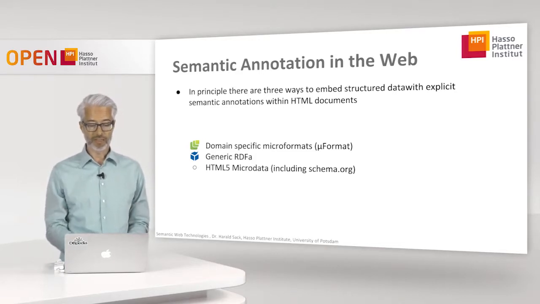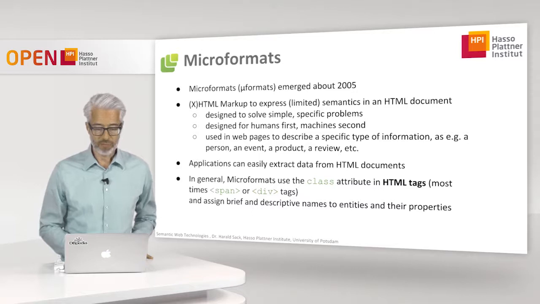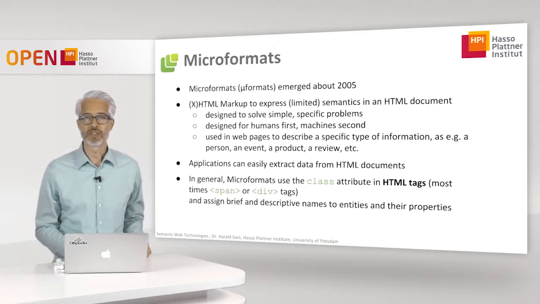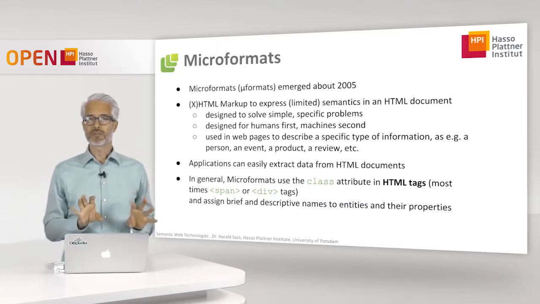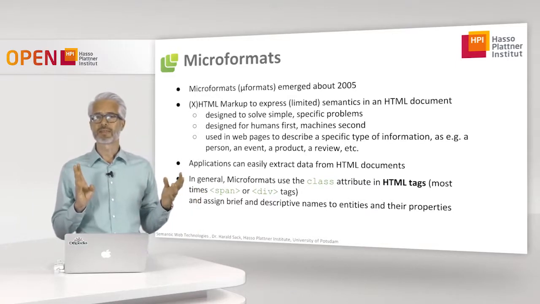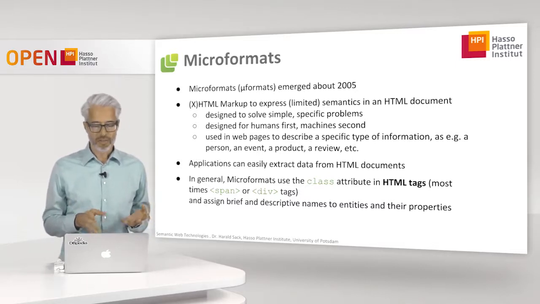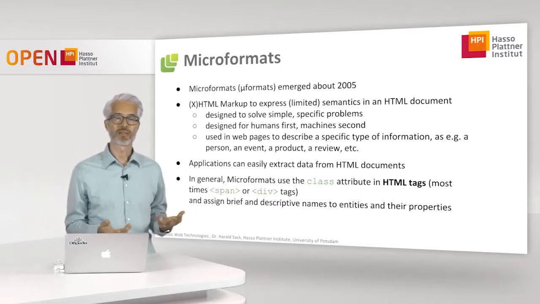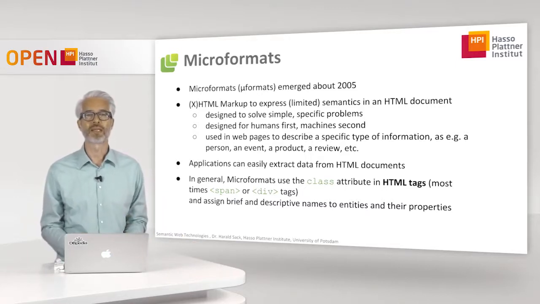We look at the so-called domain-specific microformats. Microformats are now about 10 years old, emerging about 2005, and they are able to express limited semantics within an HTML document, usually using XHTML markup. They are designed to solve rather simple, specific problems. They are designed first for human usage and not necessarily for machines. Usually they are used in web pages to describe a specific type of information, for example a person, an event, a product, or to give a review about something.